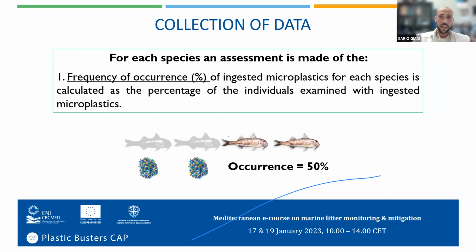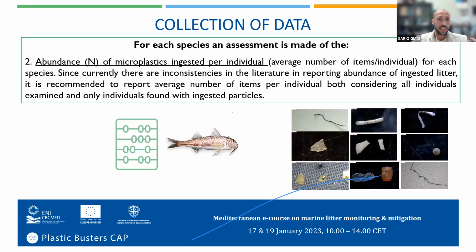And so the final step is the collection of the data. For our results for each species, we make an assessment of very important data, the frequency of occurrence. The frequency of occurrence of ingested microplastic for each species is calculated as the percentage of individuals examined with ingested microplastic. And the other very important data is the abundance of the microplastic ingested per individual, so the average number of items per each individual analyzed for each species.